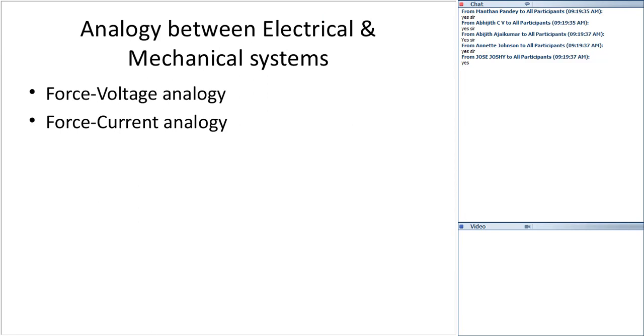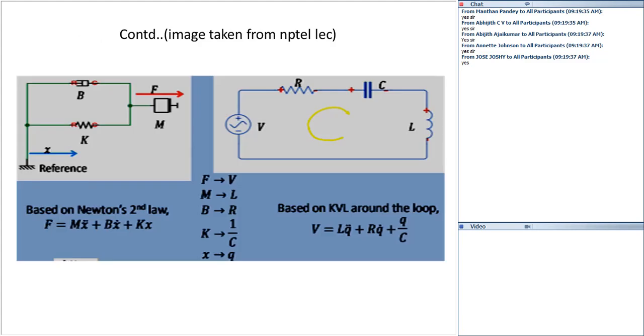So we will be discussing the analogy between electrical and mechanical systems. First one is the force voltage analogy and second one is the force current analogy. You have a spring mass damper system. The governing Newton's second law of motion says that force is m x double dot plus b x dot plus k x. M is the mass, b is the friction coefficient and k is the spring constant.